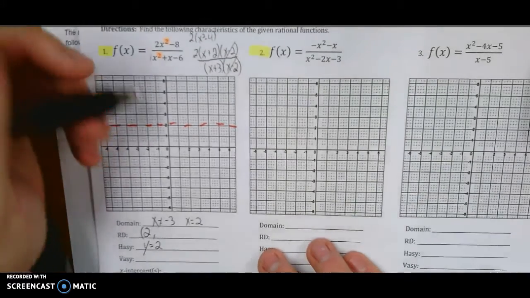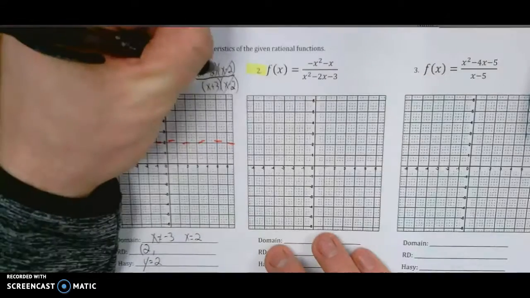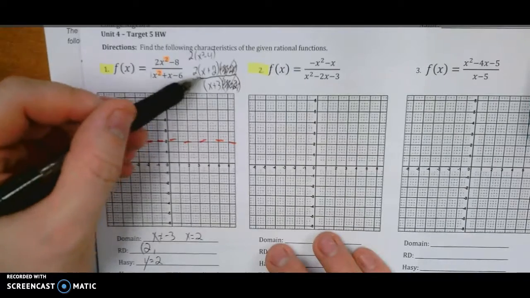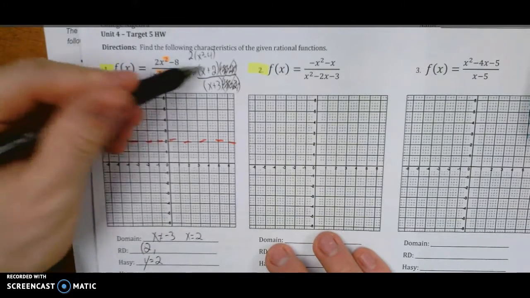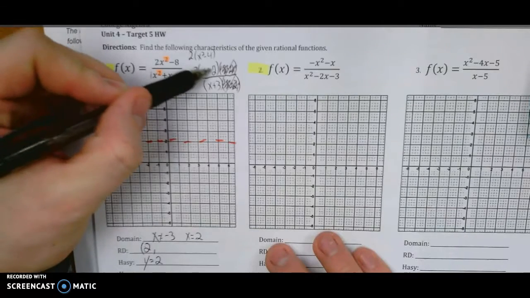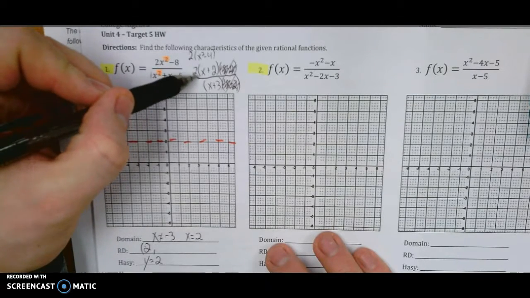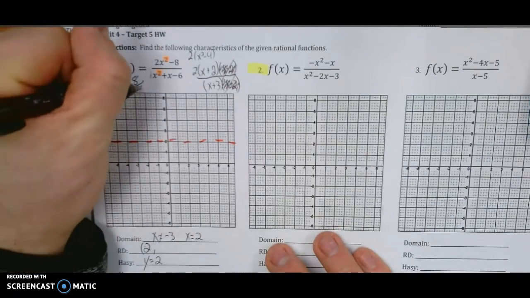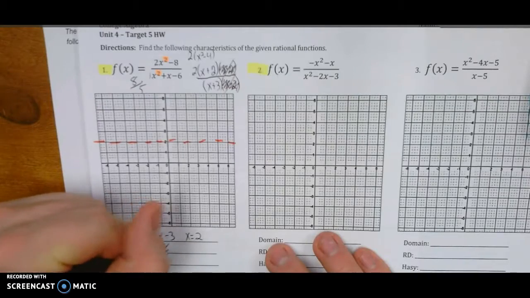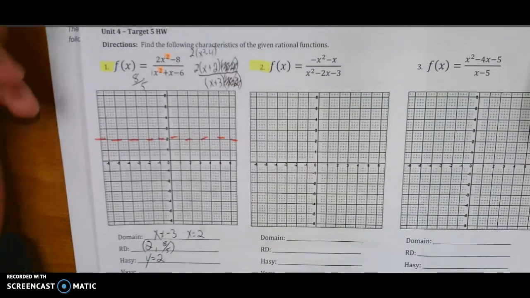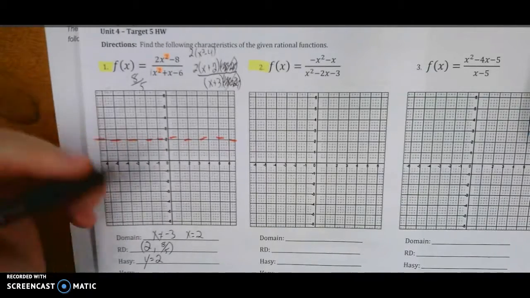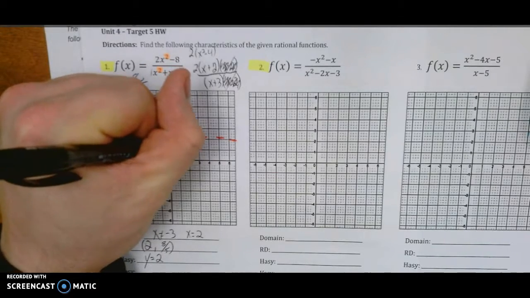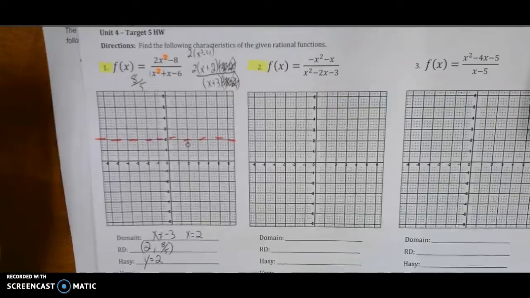To figure out that y value, I'm going to plug it into my simplified version. After I cancel these pieces out, I'm left with this simplified rational, and I'm going to plug in 2 for x. 2 plus 2 is 4, and I multiply by 2 out front, so my numerator is 8. Over 2 plus 3, that's 5, so 8/5. The point is (2, 8/5). 8/5 is about 1.6, so 2 comma roughly 1.5. Let's go right about there, give or take.